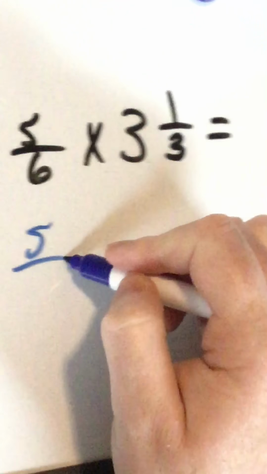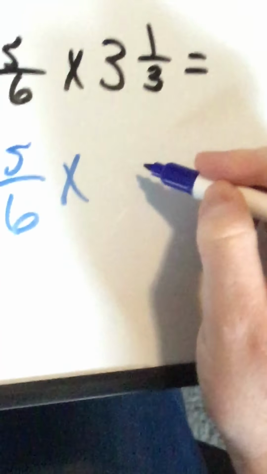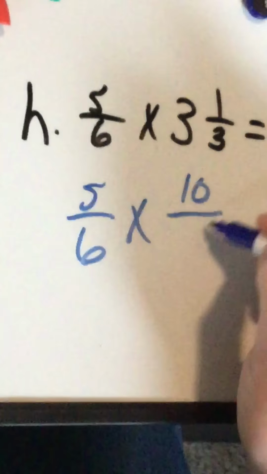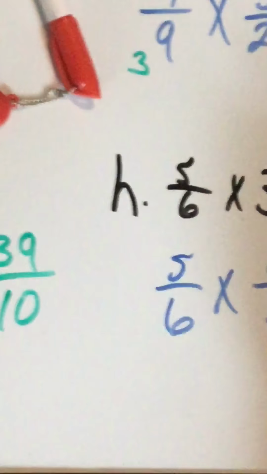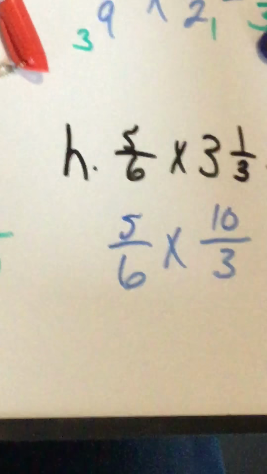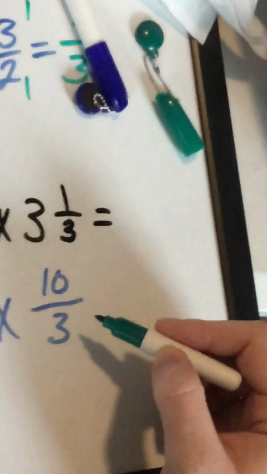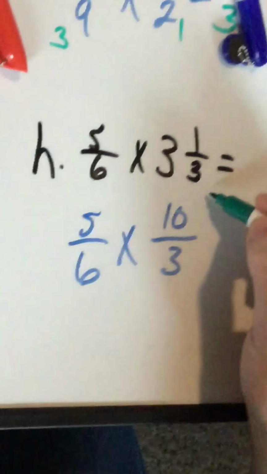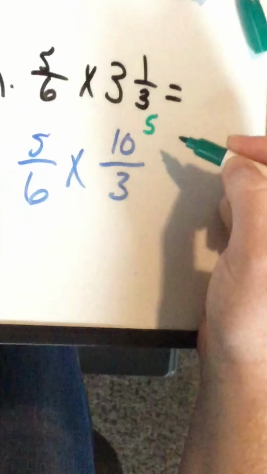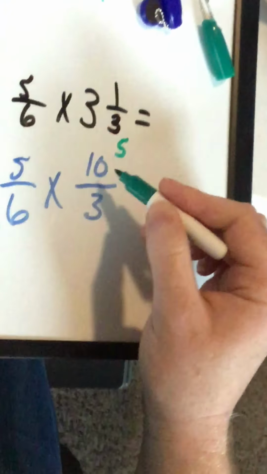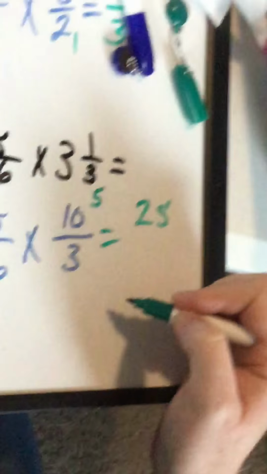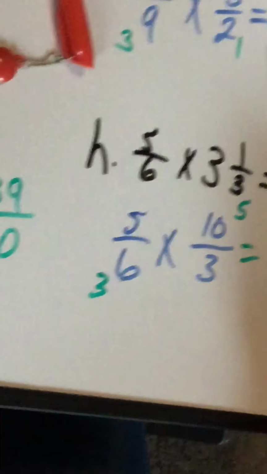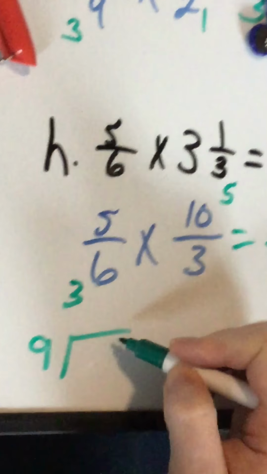Alright. Now we can do this better. 3 times 3 is 9, plus 1 is 10 over 3. Okay, now we can cancel. This looks much better now. And what can we cancel? We can do our 6 and our 10. 10 divided by 2 would be 5. 6 divided by 2 would be a 3. Multiply across. 5 times 5 is 25. 3 times 3, 9. Improper fraction again.